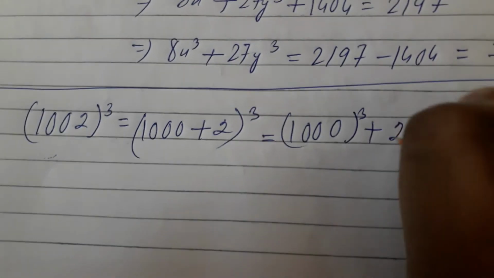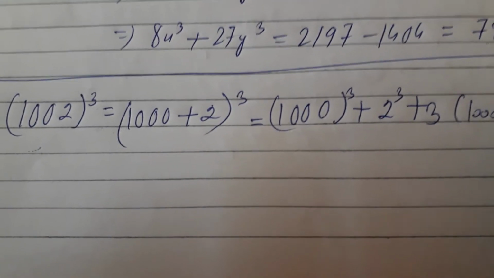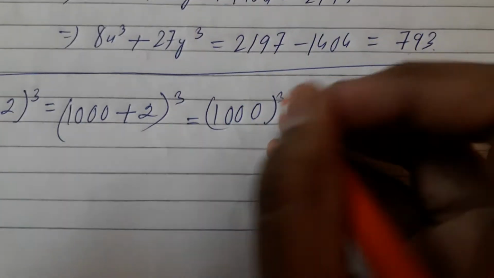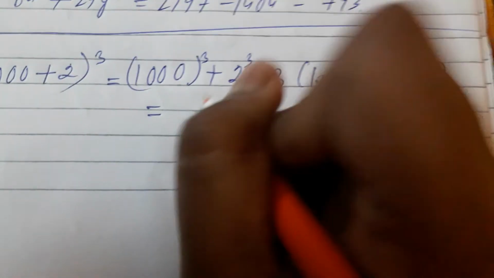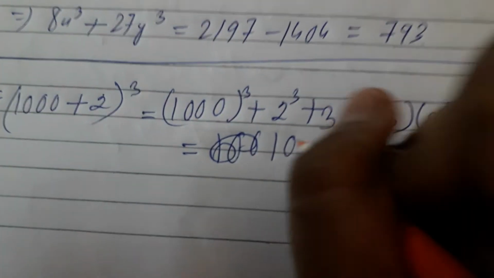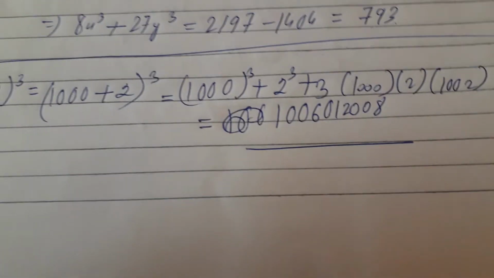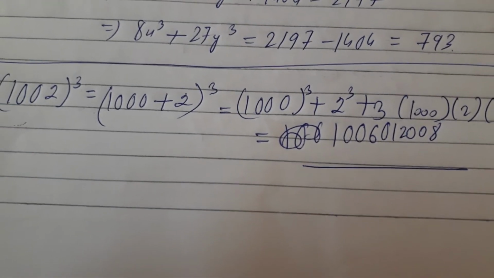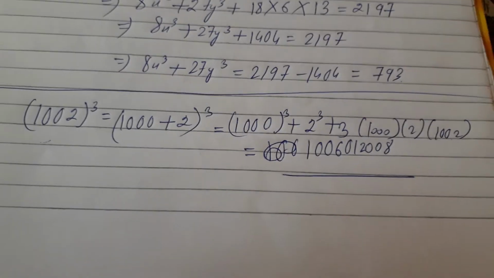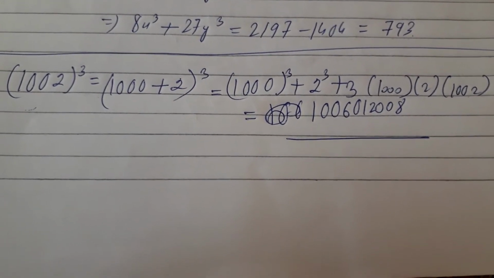A cube plus b cube plus 3ab into a plus b, that is your 1002. Now after solving this you will get the answer, 1,006,012,008. After solving this you will get this answer. I have already told you why you have to take 1000, 10. So see, you have to solve in this way. This is the smallest one. Now let's see the next one.